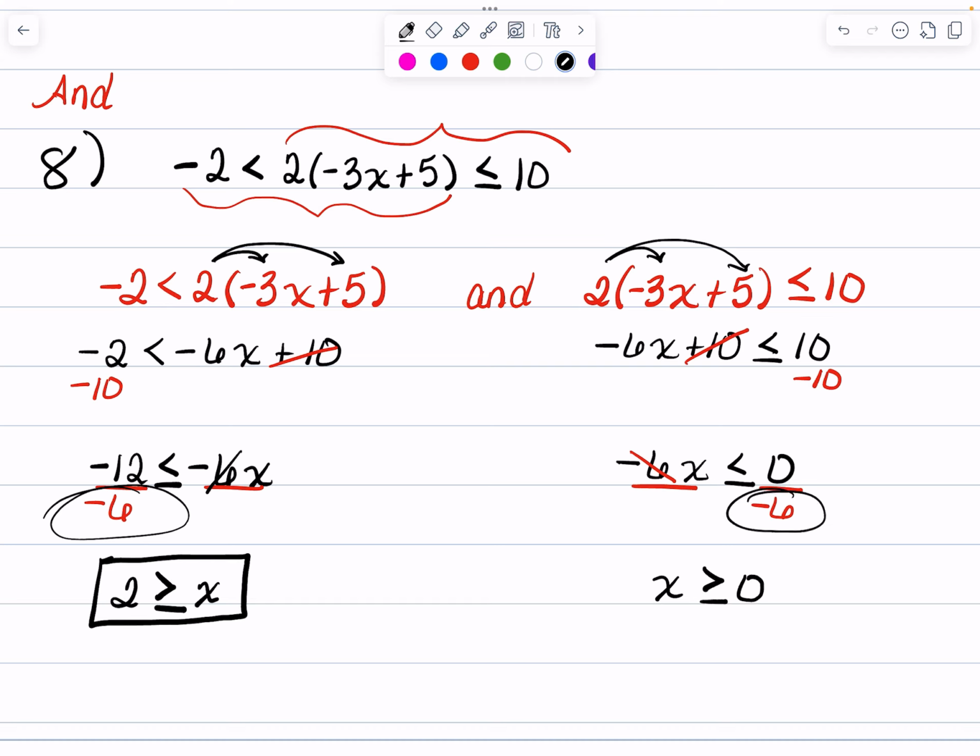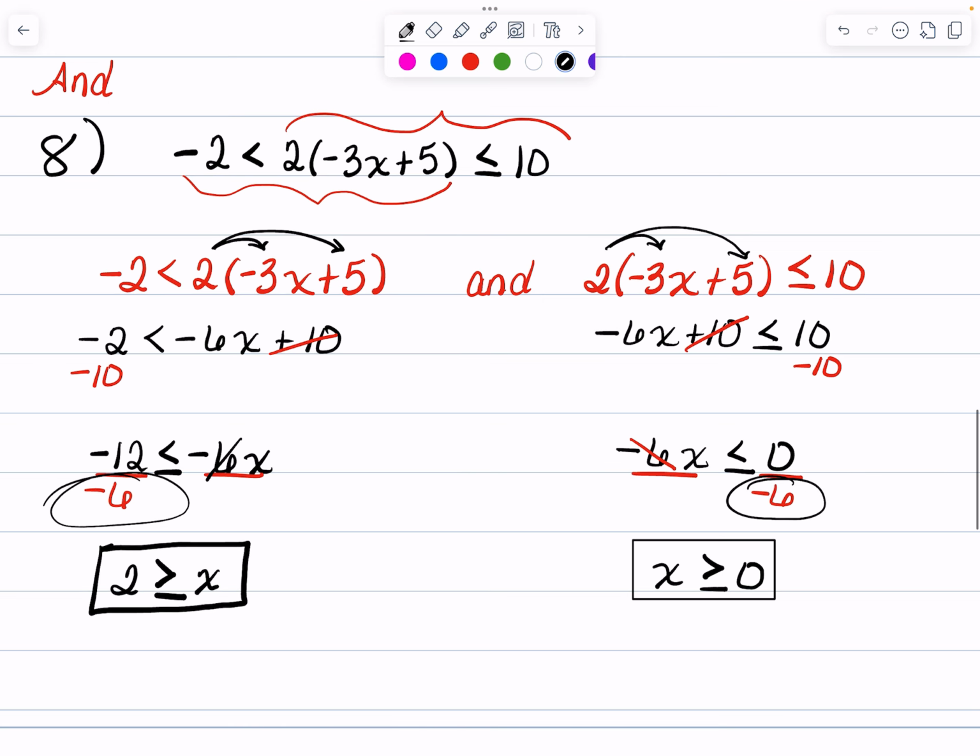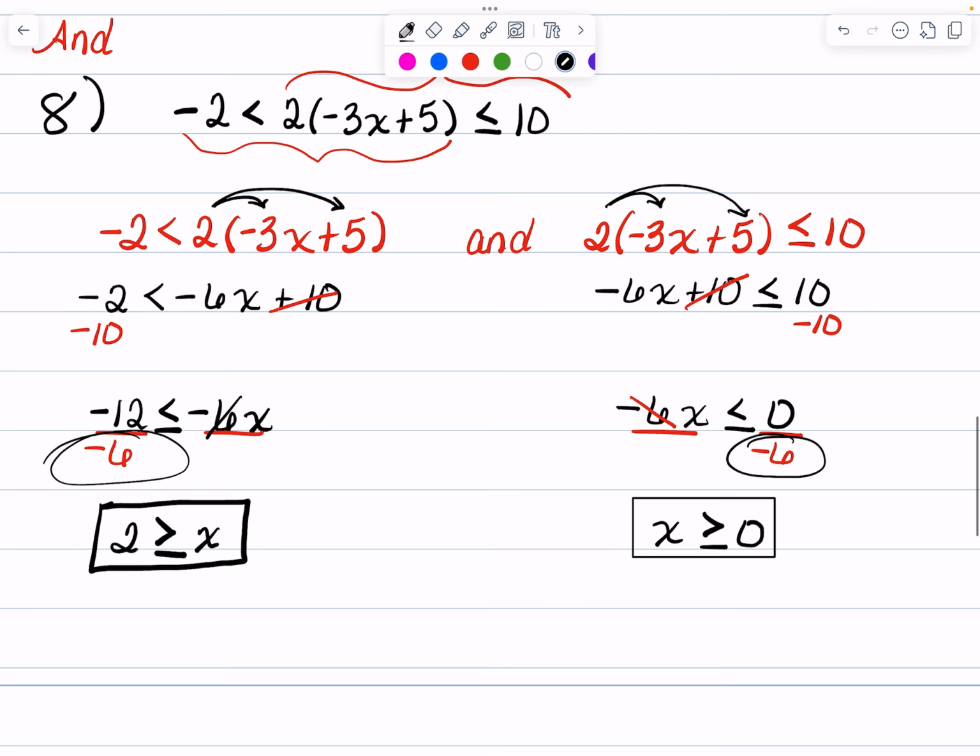Remember, whenever we divide by a negative number, we have to reverse the inequality symbol. Okay? All right, so on a number line, what do I have? So on this number line here, I have 0 and 2. 0 is smaller, so it's going to go to the left. 2 is larger, so it goes to the right. X is greater than or equal to 0 is a closed dot. X is less than or equal to 2, so that's a closed dot.